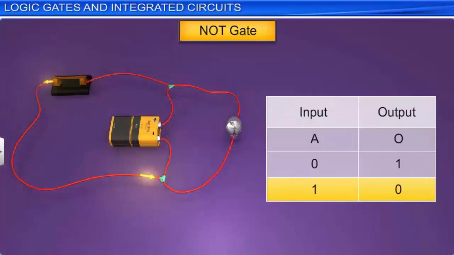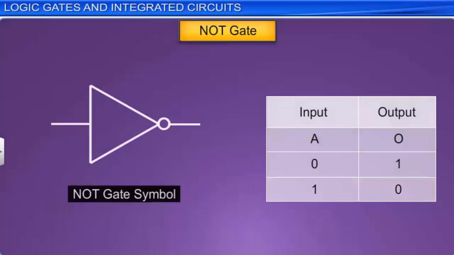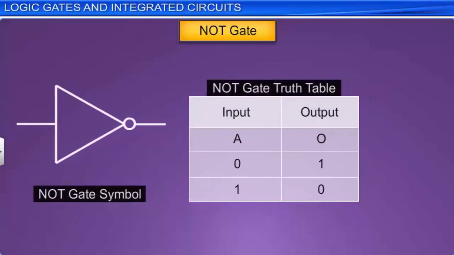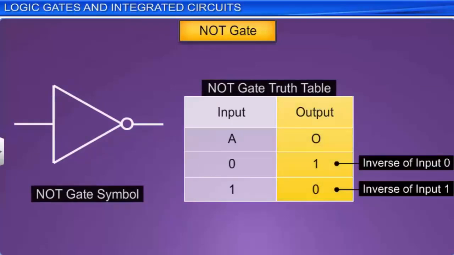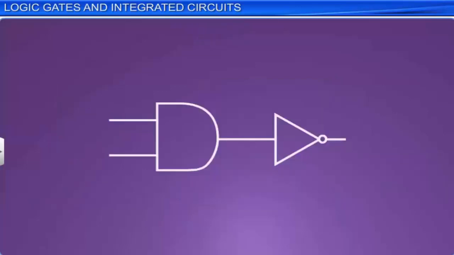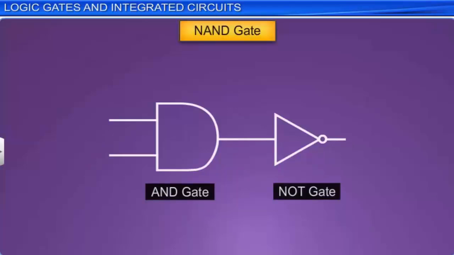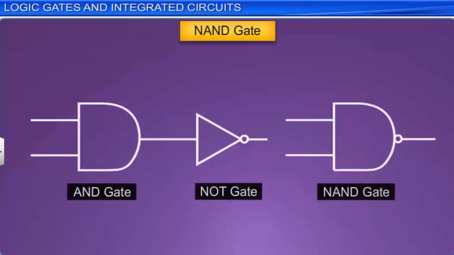The symbol and the truth table of a NOT gate are shown here. From the truth table, we can see that a NOT gate inverts the input. Thus, it is also called an inverter gate. An AND gate followed by a NOT gate forms a NAND gate. The symbol of a NAND gate is a combination of symbols of the AND and NOT gates as shown here.